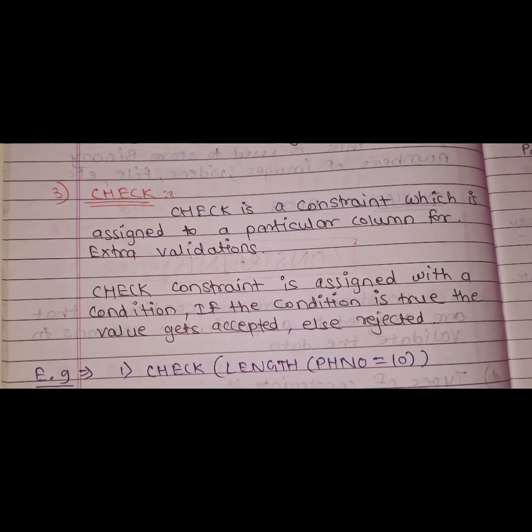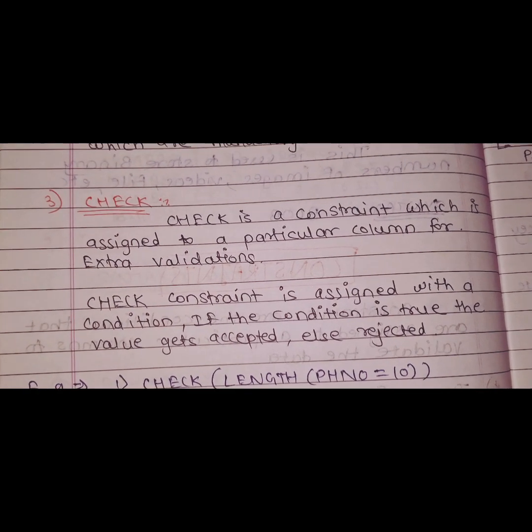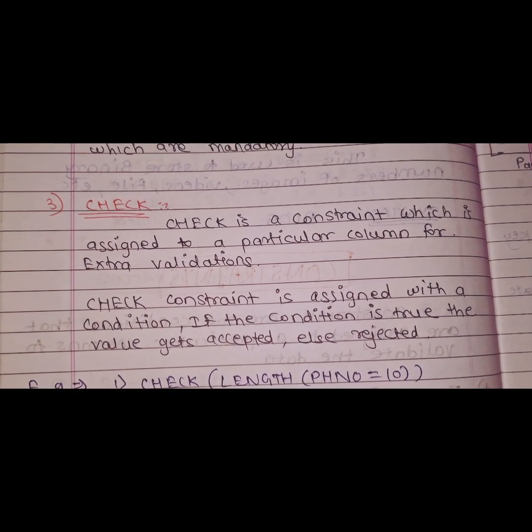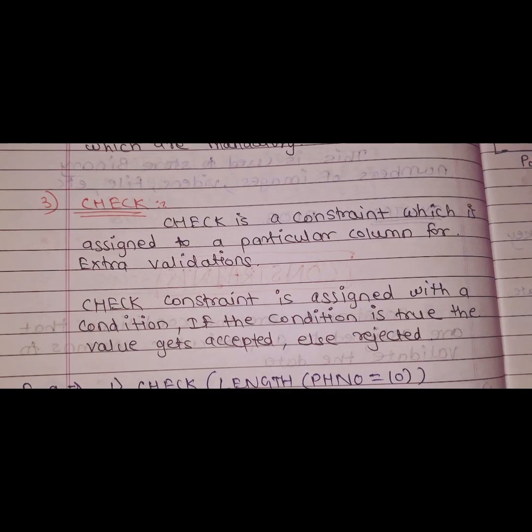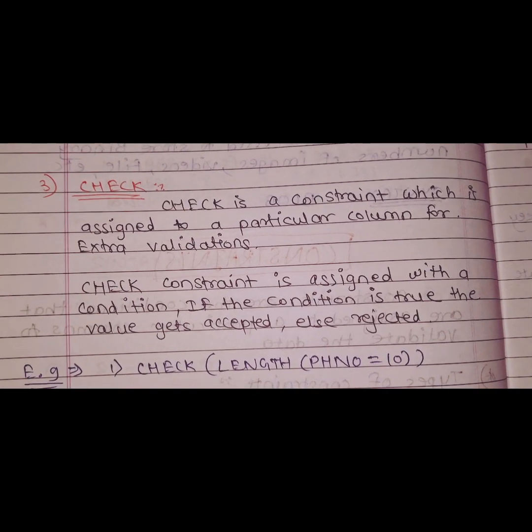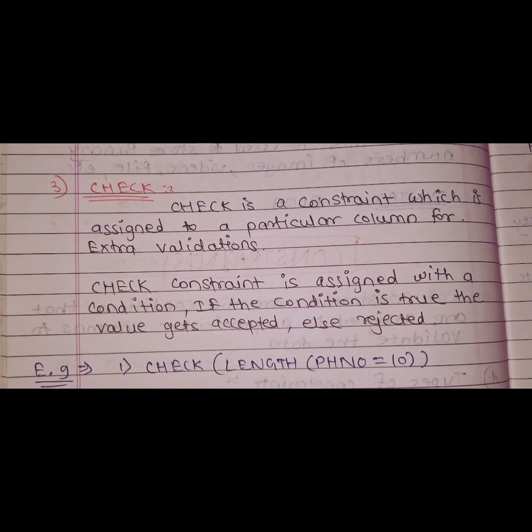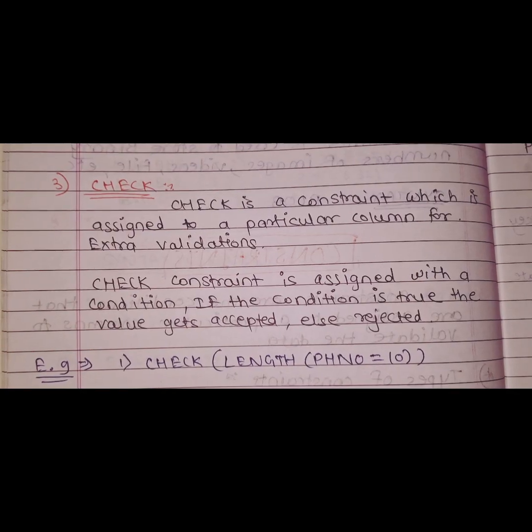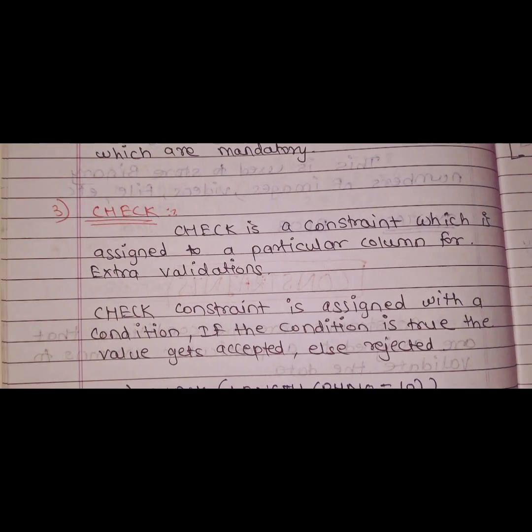The third one is the check constraint. Check is a constraint which is assigned to a particular column for extra validation. A check constraint is assigned with a condition. If the condition is true, then the value gets accepted, else rejected. So let's take an example.